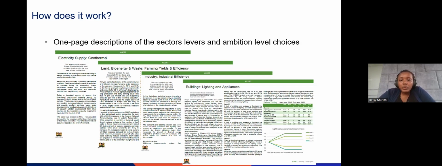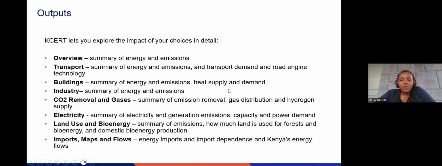So the main outputs of the tool: you have an overview, which is the summary of energy and emissions. For the entire economy, across the 6 sectors, it gives you a summary of the energy consumption, so what are the main types of energy technologies used to meet demand, and then what is the overall greenhouse gas emissions. For the greenhouse gas emissions, what we modeled was CO2 equivalent, methane, and nitrous oxide.